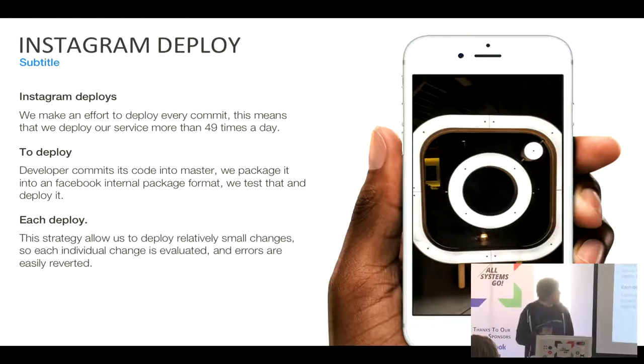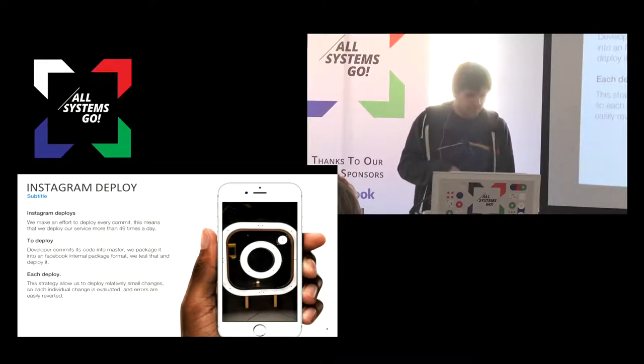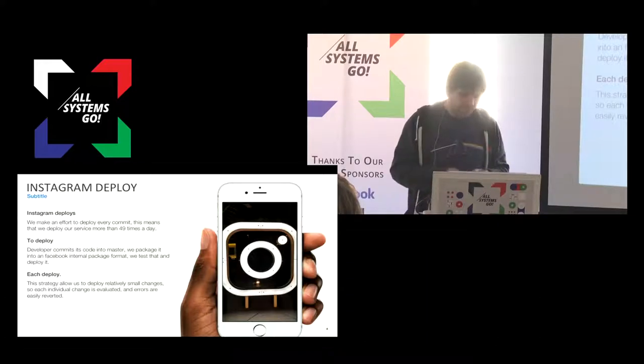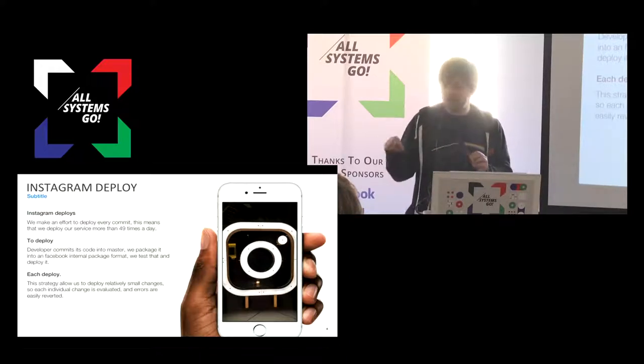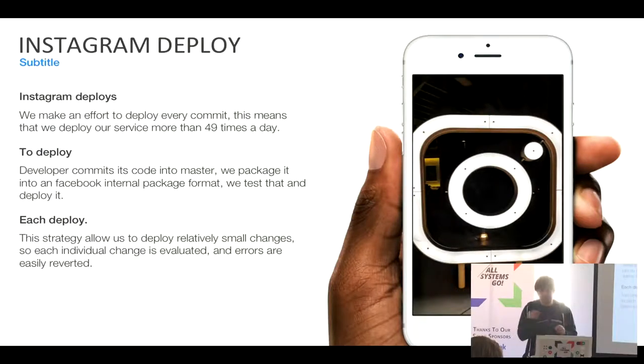So the way that this works is simple. A developer commits their code. We package it into our own internal tooling. We run tests on it, and then we send it into production. This works really well because it allows us to ship small changes. After a developer lands their code, it's about an hour until it's in production. So they're around, and if they break production, they can help us fix it. And it's really easy to roll back to the previous state.